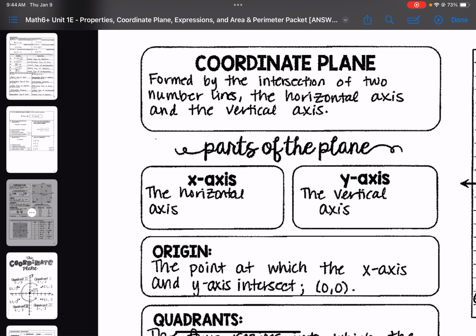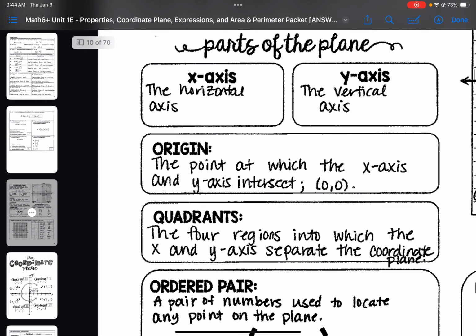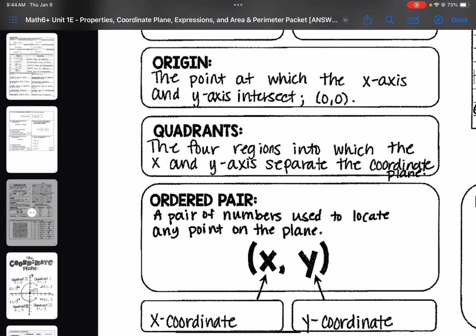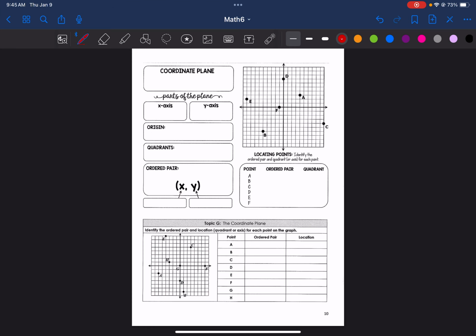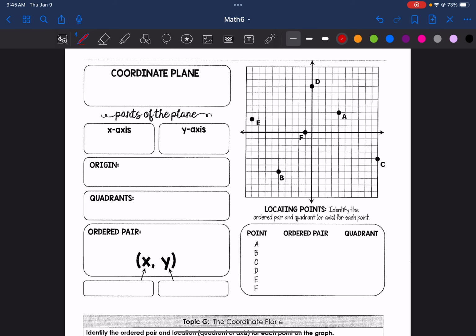Okay, now that you've written down those notes, I'm going to give you a few more so you have it all available to you while we discuss this. Great, now that you have the notes for this, let's focus on this page 10. We know that for the coordinate plane, it's this entire image.